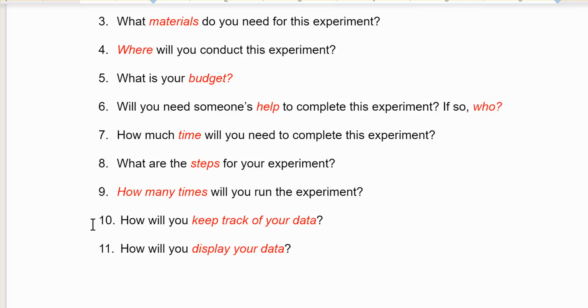How will you keep track of your data? That's more like, how are you going to display it? So you're probably going to be recording it, and you need to keep track of your data somehow. Record it, write it down, type it up, whatever you want to do. And then you're going to need to, number 11, display it. So that means, are you making a pie chart? Are you making a bar graph, a line graph? It needs to be somehow visually displayed so the people who are looking at your experiment can tell what it is that happened, what were the changes, etc.